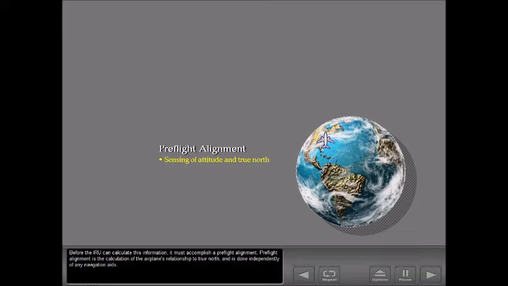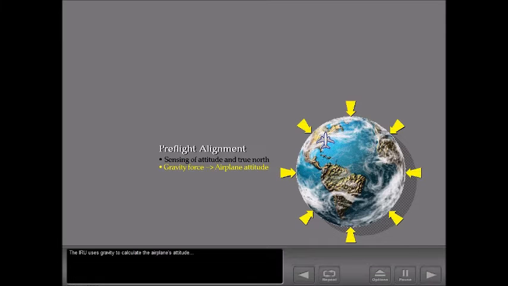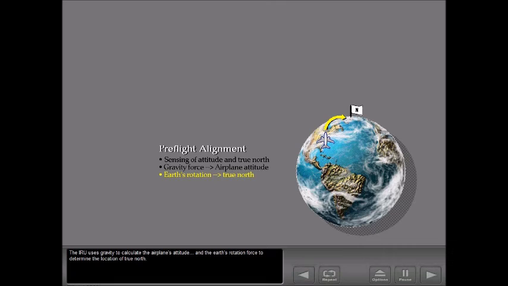Before the IRU can calculate this information, it must accomplish a pre-flight alignment. Pre-flight alignment is the calculation of the airplane's relationship to true north and is done independently of any navigation aids. The IRU uses gravity to calculate the airplane's attitude and the Earth's rotation force to determine the location of true north.